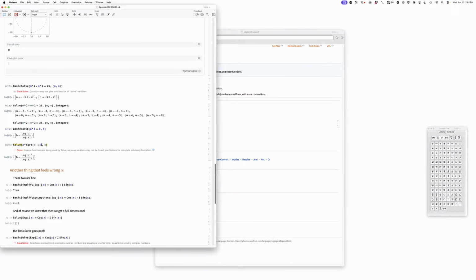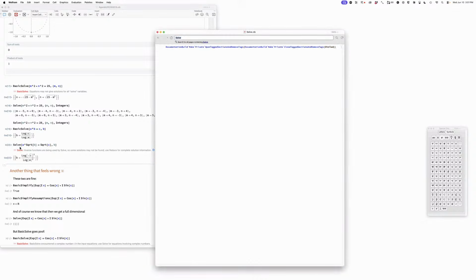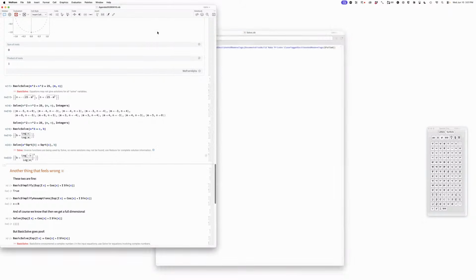If you look at the basic solve page, if you go for a minute to that page, you'll see that the first few examples are already showing that if the inverse function stuff doesn't work, and often it doesn't, then we'll just call reduce and get the complete solution.